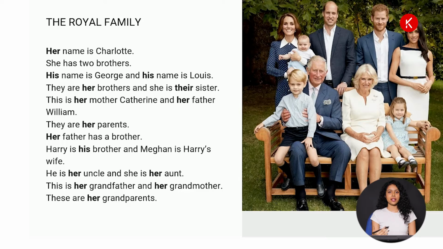Let us look at a picture. Do you recognize these people? This is a picture of the royal family. Let us start with the little girl on the right. Her name is Charlotte. She has two brothers. His name is George and his name is Louis. They are her brothers and she is their sister.